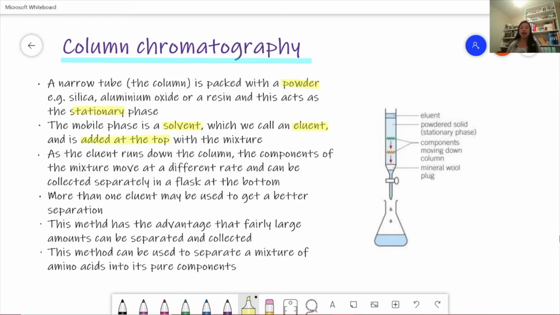And what happens is that as the eluent runs down the column, the components of the mixture move at a different rate, and so they can be collected separately in a flask at the bottom.